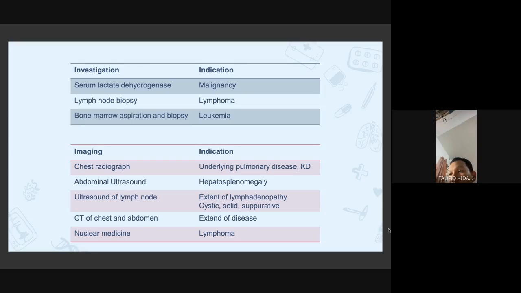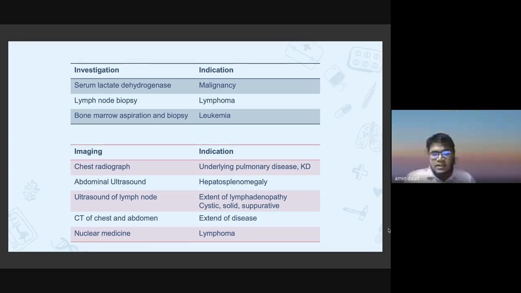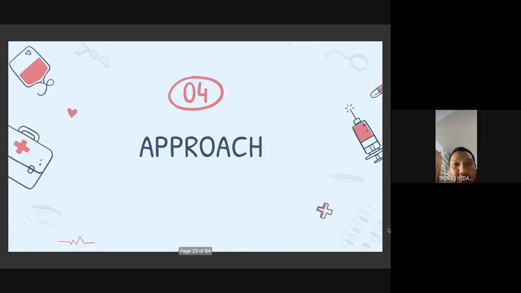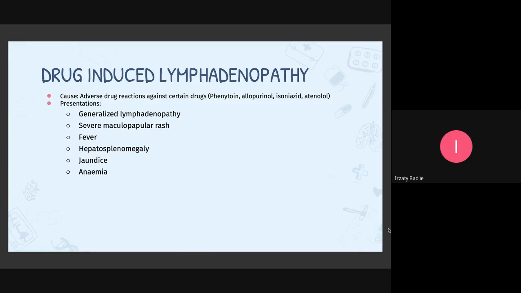Any questions? Dr. Maidin wants to ask regarding drug-induced lymphadenopathy. If the patient has drug-induced lymphadenopathy, do we stop or suggest an alternative drug? Izati, for drug-induced lymphadenopathy, first and foremost we need to withdraw the drugs. And if there is any symptom, we need to give corticosteroid.